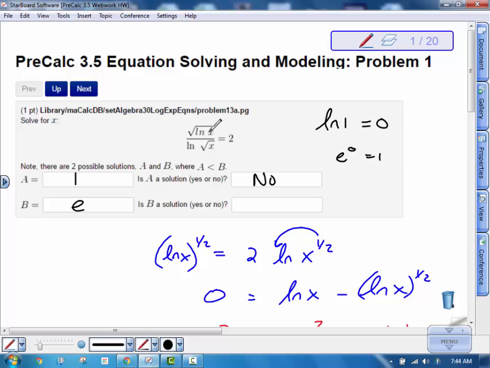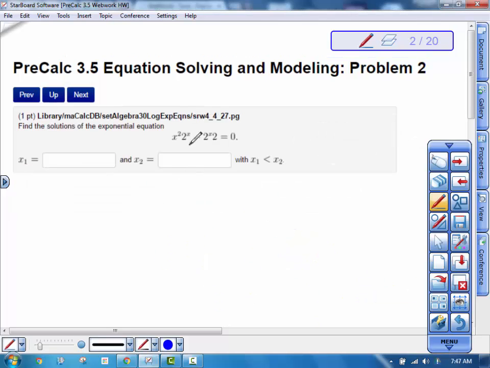But e works fine. If you plug in e up here, you get natural log of e is just 1, square root of 1 is 1, over natural log of the square root of e. If you bring down the square root as the 1/2 in front of the log, and the natural log of e is 1, you have 1 divided by 1/2, which is just 2. So this works fine. All right, the next problem is a little bit easier.